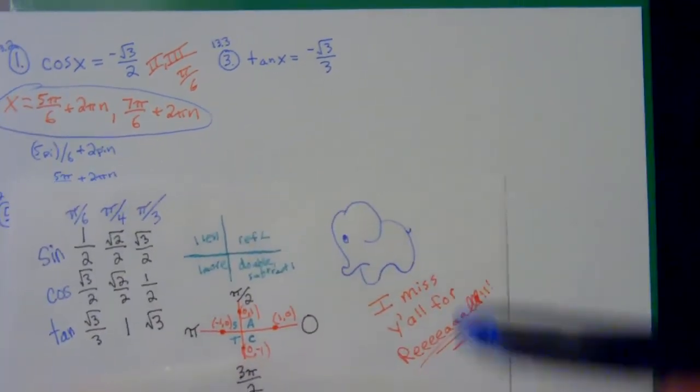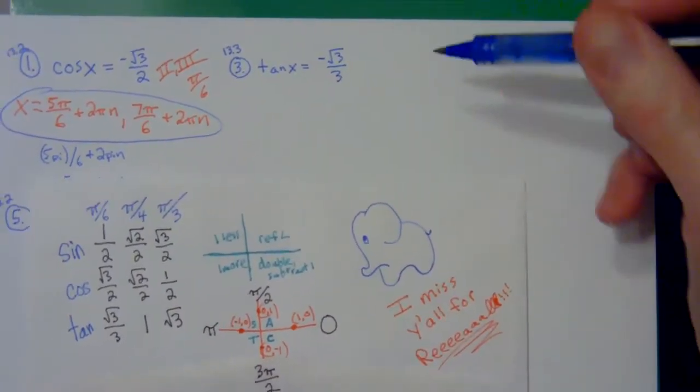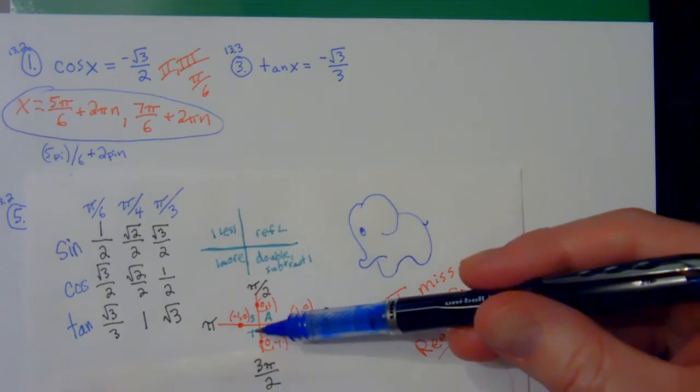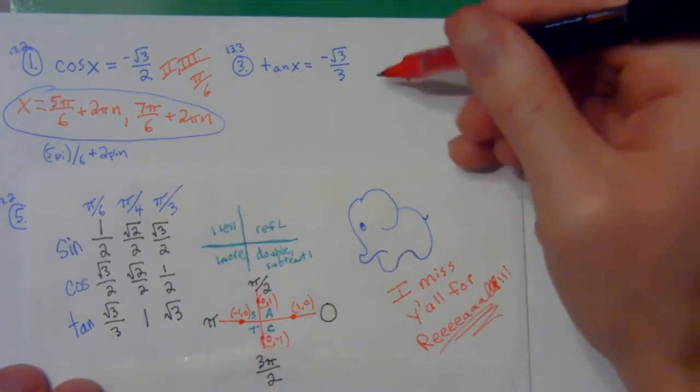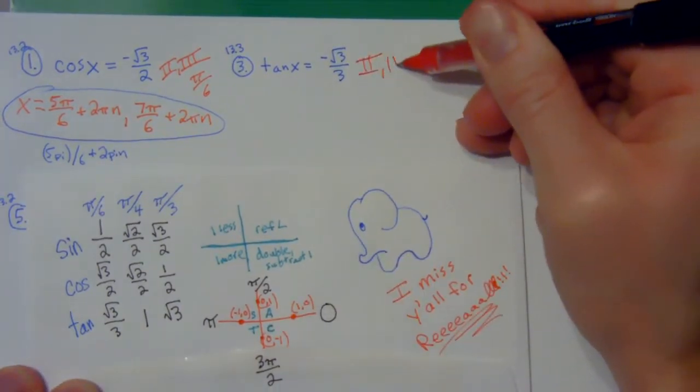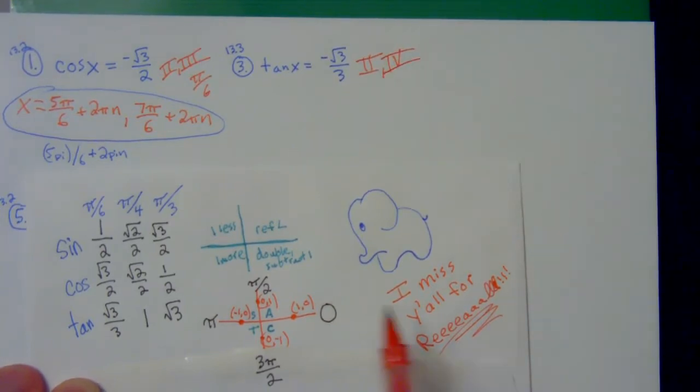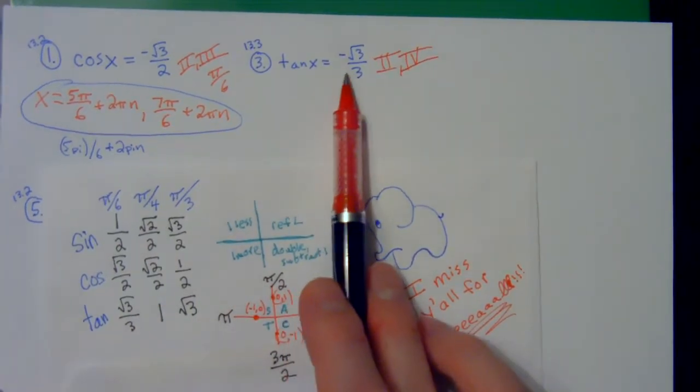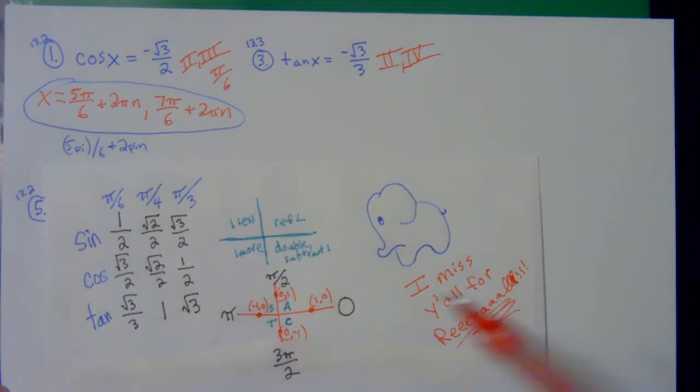So I'm gonna say tangent is negative. Tangent is positive in 1 and 3, so tangent is negative in quadrants 2 and 4. So I jot down my quadrants there. And then the reference angle where your tangent is square root of 3 over 3, that's going to be a pi over 6 reference angle.